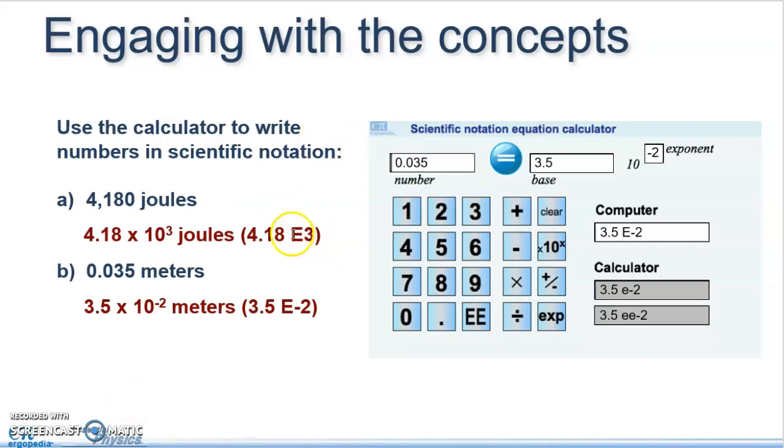Or the exponential notations over here. You see those as well.